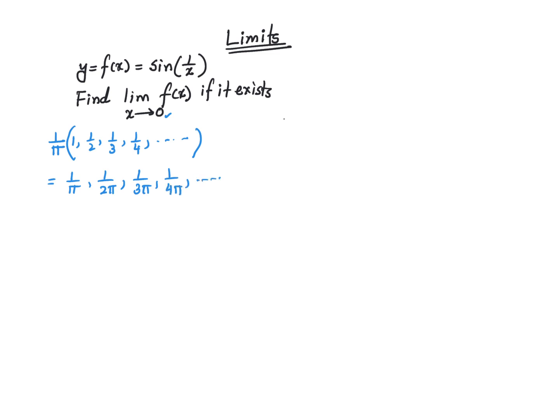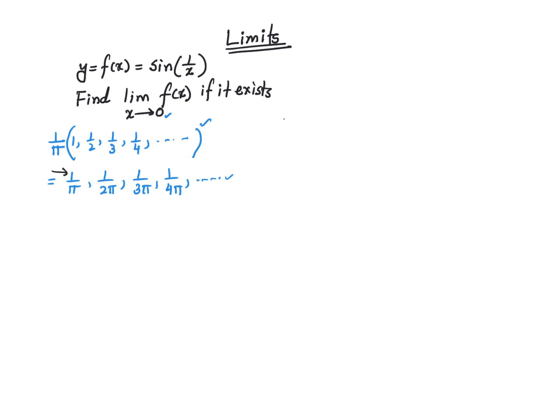And this sequence obviously also converges. It converges to 0. Just because I took the original sequence and multiplied it by a non-zero constant, that's not going to change the convergence or divergence of the sequence. So I multiplied it by a fixed constant, 1 over pi, and I get this new sequence. It also converges. Now let's try to approach 0 using this sequence and see what we get.